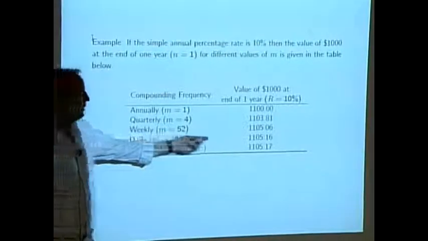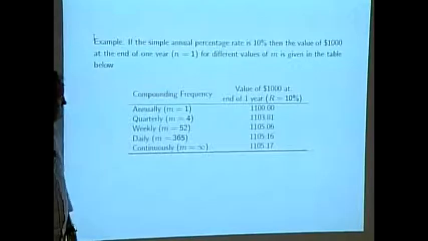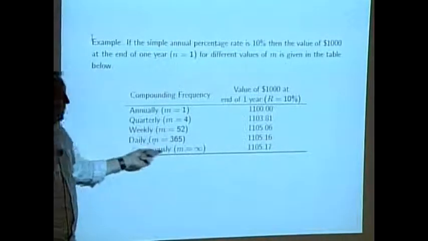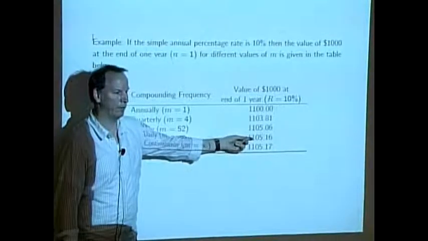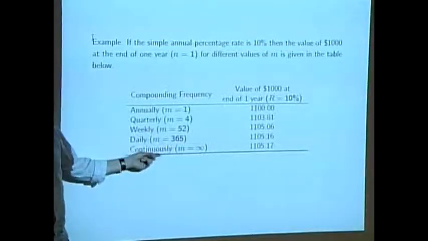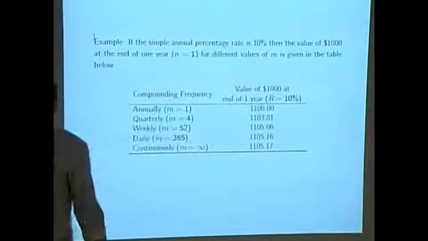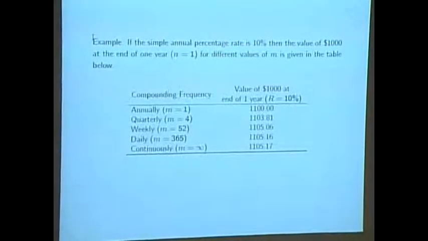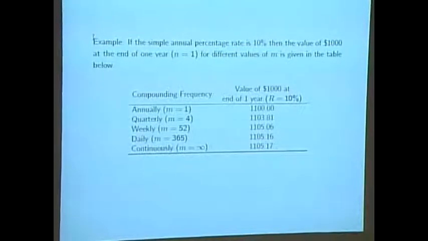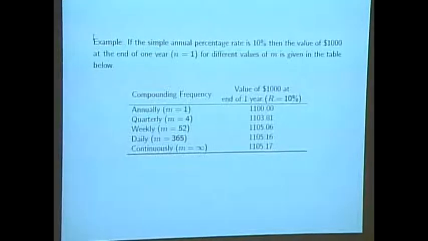If you compound weekly, you get an extra $5. If you compound daily, you don't get much more than what you get from compounding weekly. And if you compound continuously, it's effectively what you get if you compound daily. So increasing your compounding frequency leads you to get slightly higher interest.